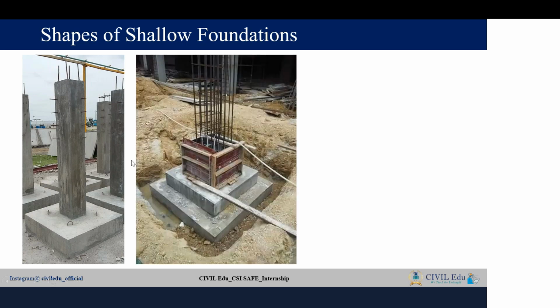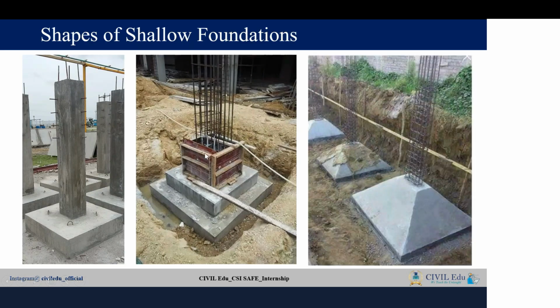And the next one is the stepped footing. You can see here there is not only one footing slab, you have two layers of slabs. This is the first layer, the bigger one, and then the second layer. On the top of the second layer, the column is constructed. So this is called a stepped footing. And the third one is called a sloped footing, or you can also call it a trapezoidal footing. You can see the sides of the footings are not perfectly square, they are sloped. Those are called sloped footings.